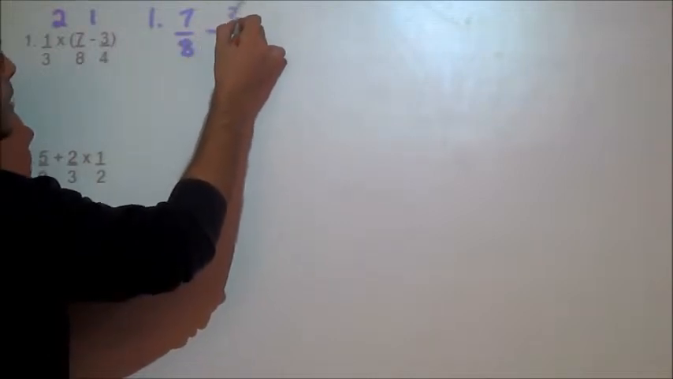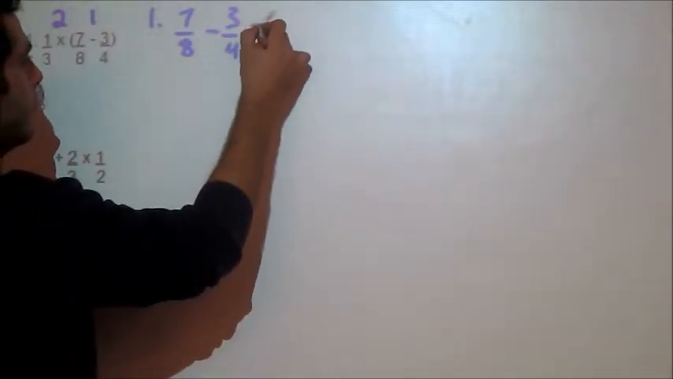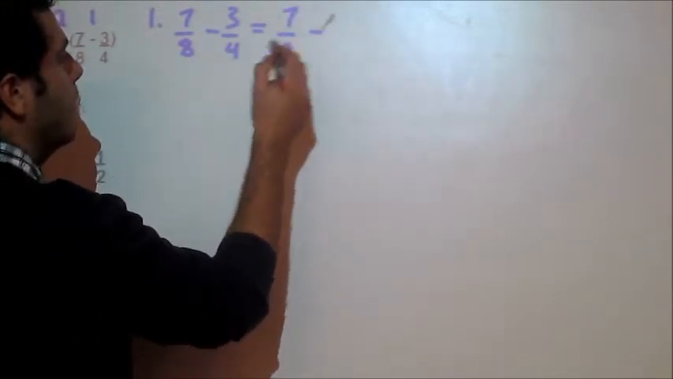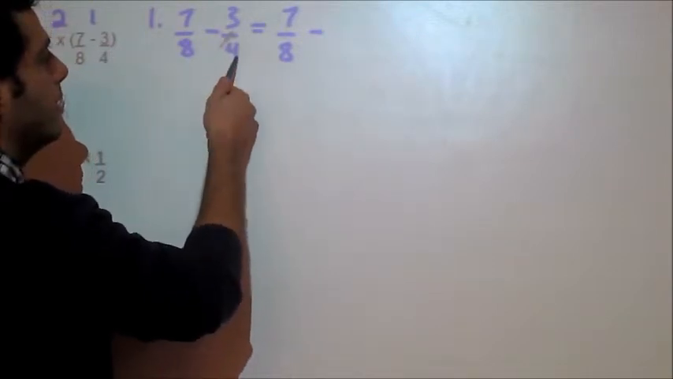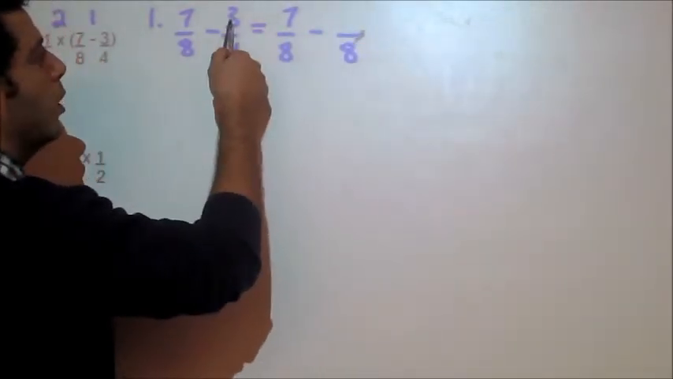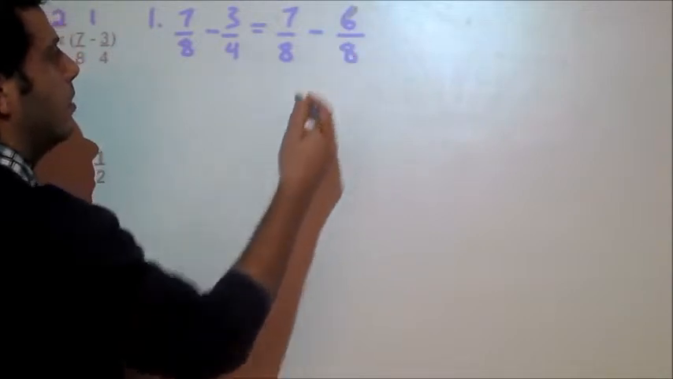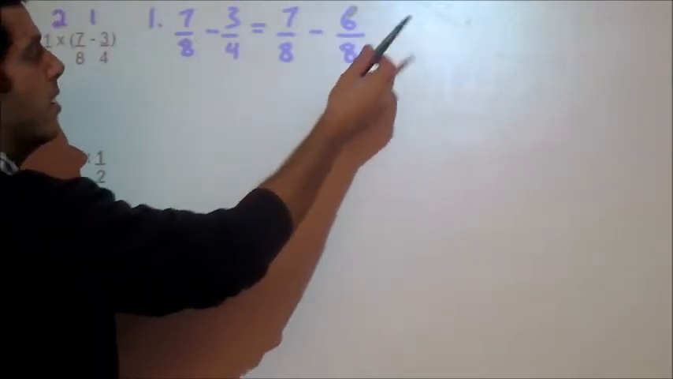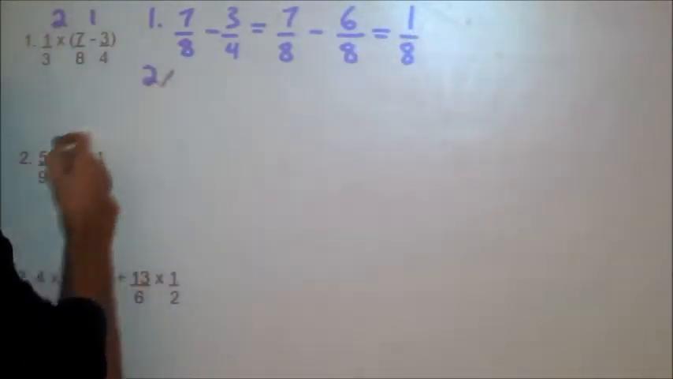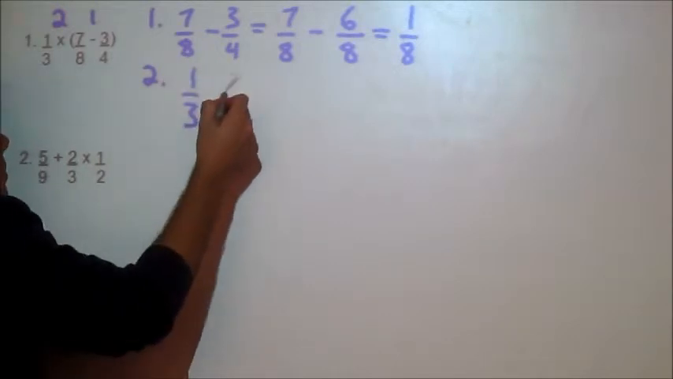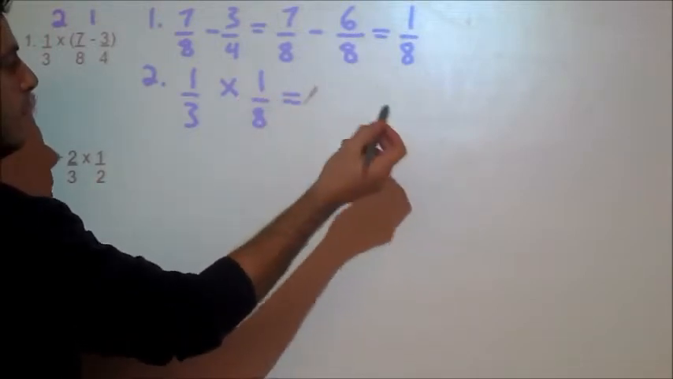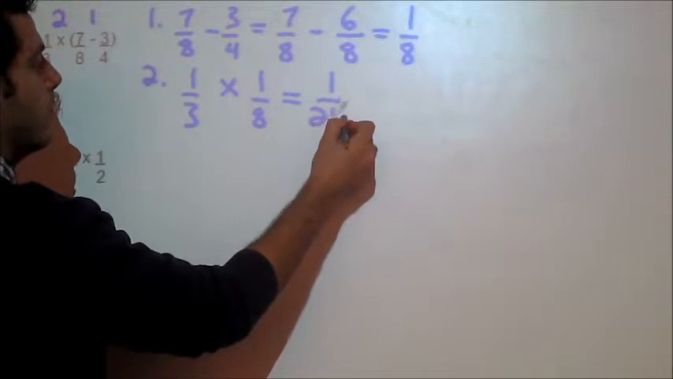7/8 minus 3/4, this is what comes first. In order to subtract, I need common denominators. If I just double the 4, it is going to be common with 8. So I can put that over 8, multiplying the 3 by 2, which is what I needed to do to the 4 to get 8, and then I can simply subtract. So 1/8. Now I can do the second step, which is multiplication. 1/3 times the value in brackets, which is 1/8. We can multiply straight across: 1 over 24.